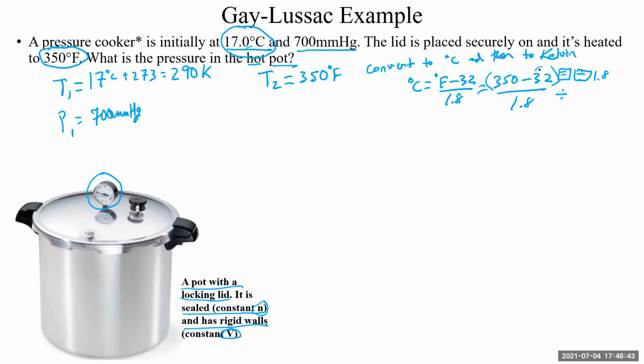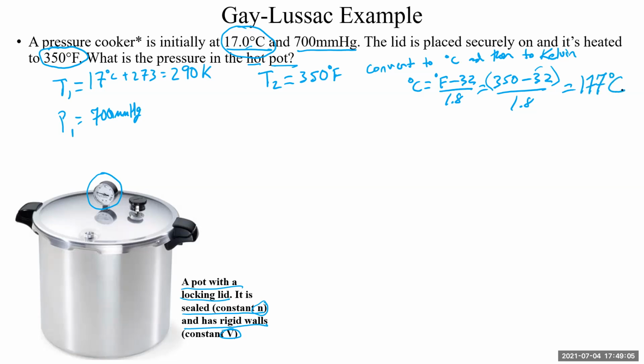So 350 minus 32, I hit my equals button, I get 318. Then I take the 318 and I divide by 1.8, and I get 177 degrees Celsius. Of course, that's not the temperature I want either, so bear that in mind.